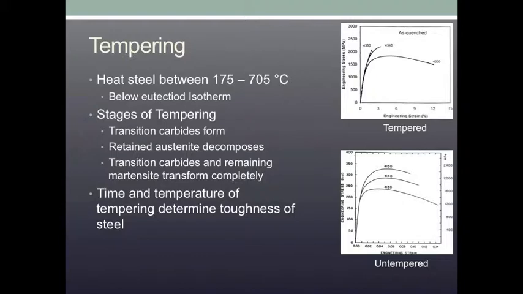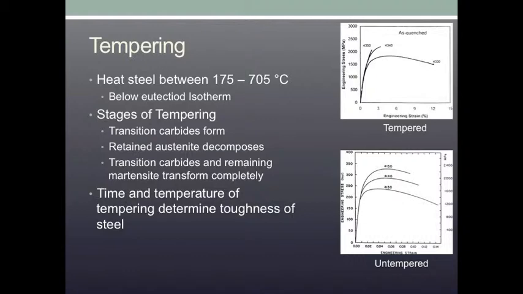The toughness of a steel is defined as the area under the curve on the stress-strain diagram. You can see examples of this for 3 different steels on the right. The top diagram shows the toughness of the steels before they were tempered, and the bottom one shows them after they were tempered. The difference in the toughness between the tempered and the untempered steels is very apparent.